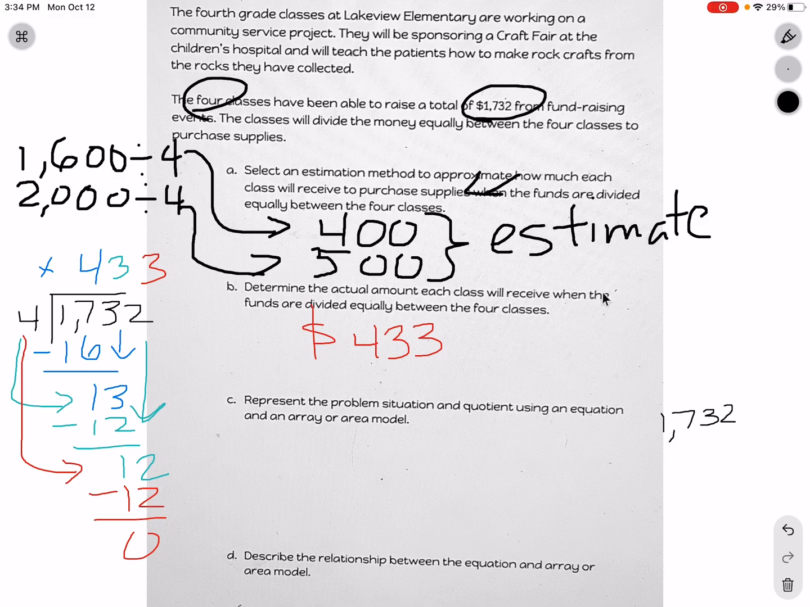$1,732 divided by 4 equals, and I'm just going to say C for class. That represents how much money each class will receive. That would be a good formula for this. I'm going to go ahead and erase that because I think we're going to need some room for our area model.